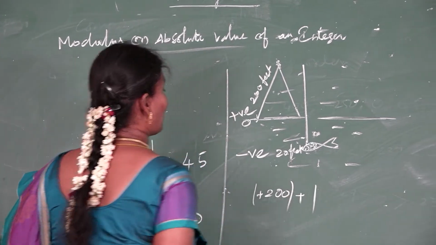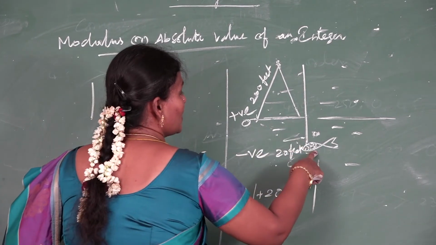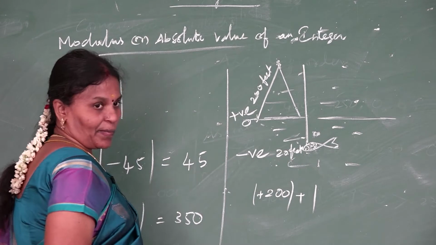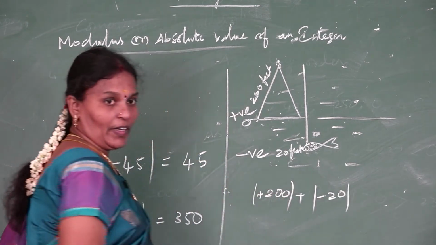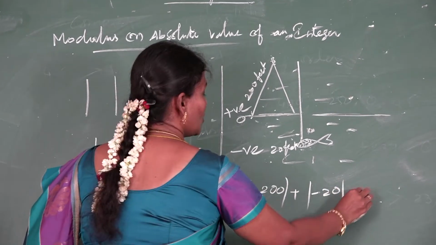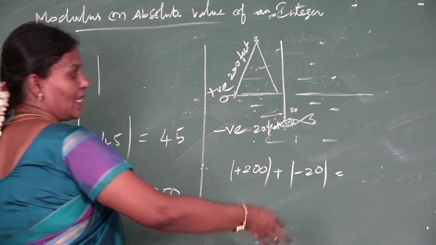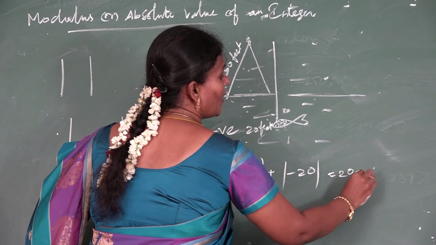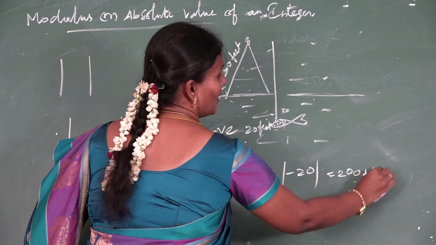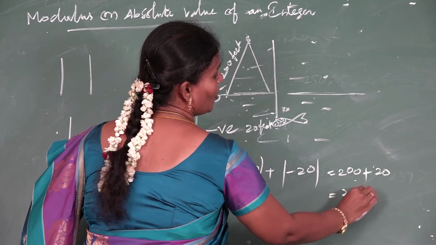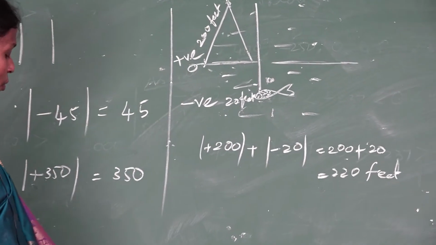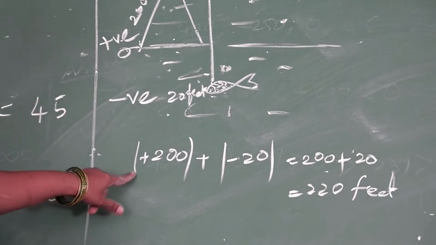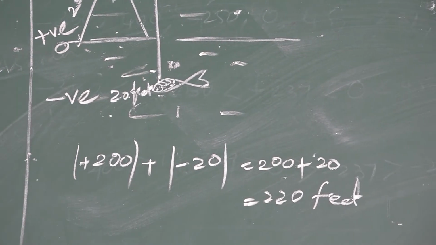Then the fish is 20 feet below the sea level, so here you consider this as minus 20. How to add these two? This is a modulus, so you have to take the absolute value: 200 plus 20. So this is 220 feet. Okay. So now I understand how to use the absolute value in the sums.